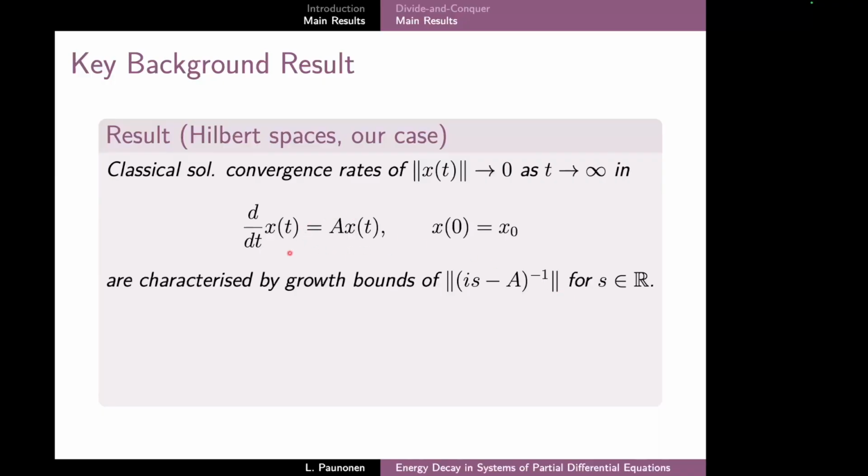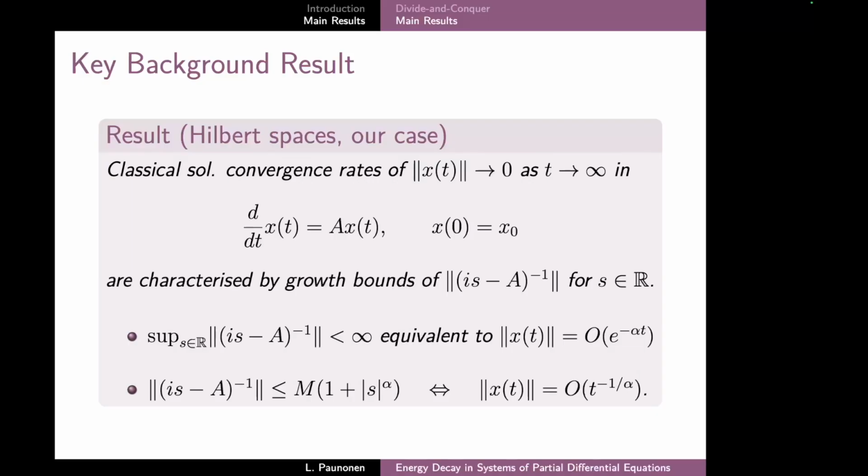So in order to investigate the decay of solutions of this equation as time goes to infinity, it's sufficient to find a bound for (is minus A) inverse on the imaginary axis. More precisely, this result says that if this resolvent norm is uniformly bounded on the imaginary axis, then we get uniform exponential decay of all solutions of the equation, where the exponent alpha doesn't depend on the choice of the solution.